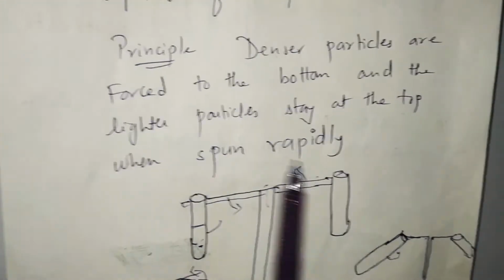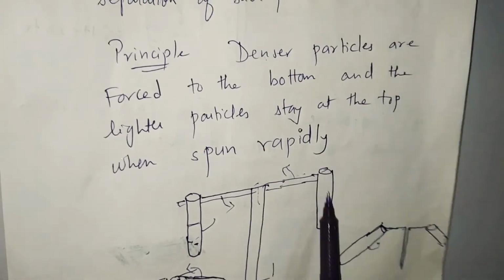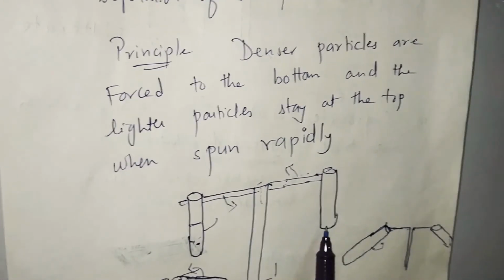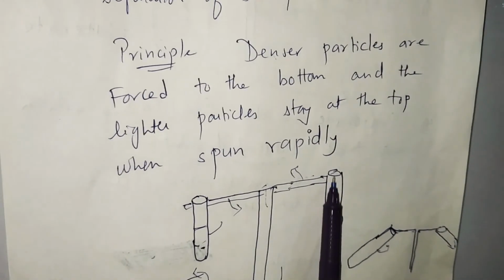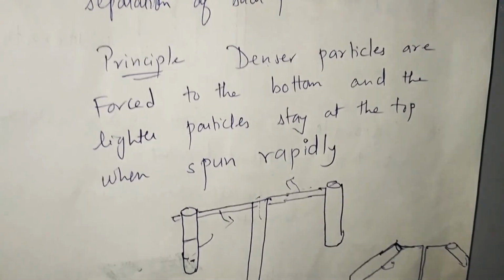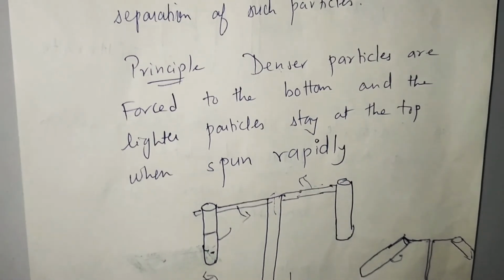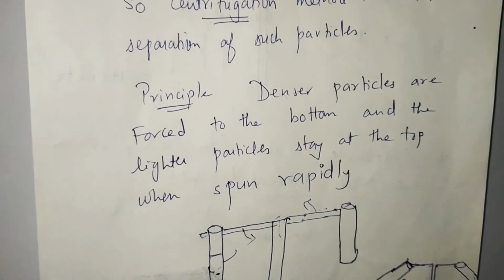When they are spun rapidly for some time, the denser particles will go down and the lighter particles will come up. In this way, we can separate particles which are very small and pass through filter paper. So this was about the centrifugation process.